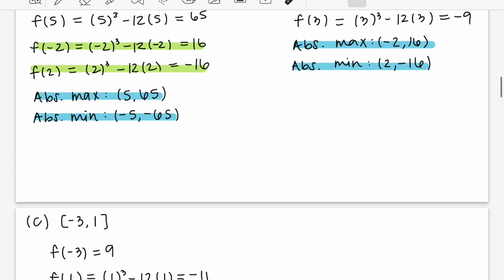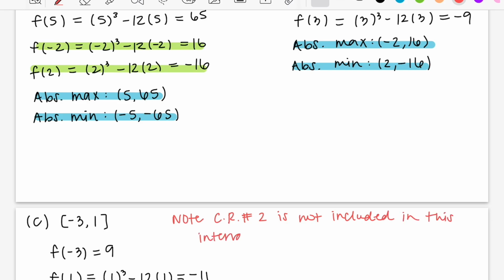And then something to note here, we have that our critical numbers are 2 and -2. However, the interval that we're looking at is -3 to 1. So something to note is that our critical number 2 is not included in this interval. So we're not going to consider it for an absolute max or minimum value.